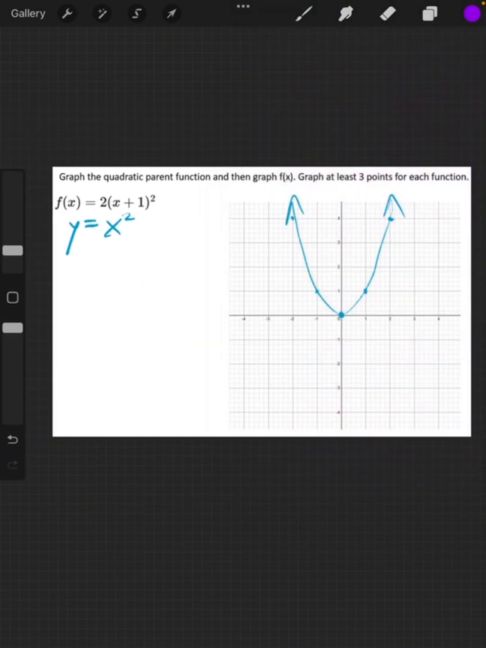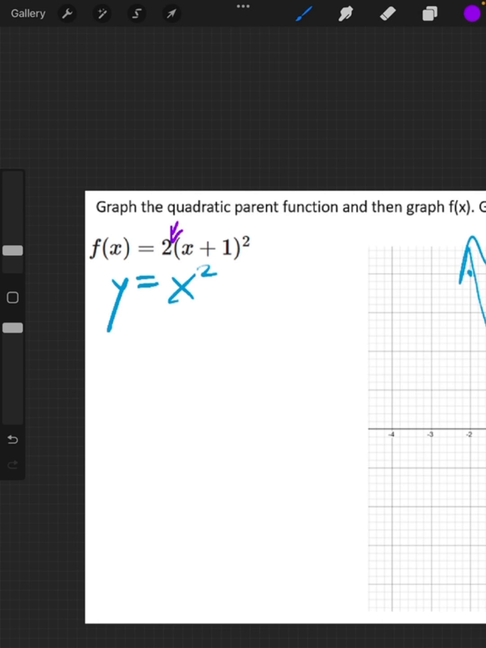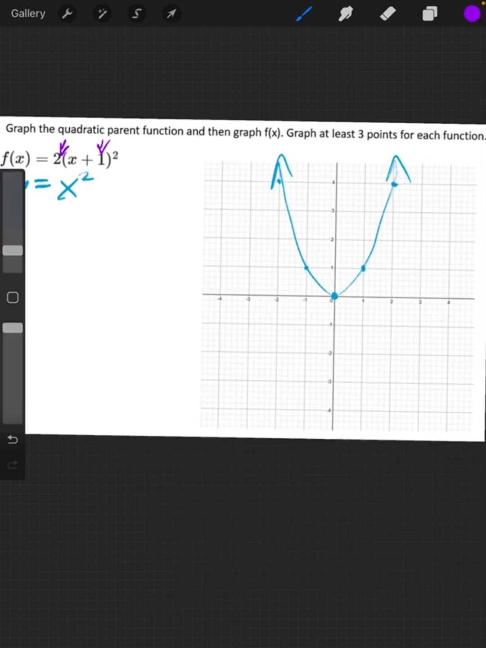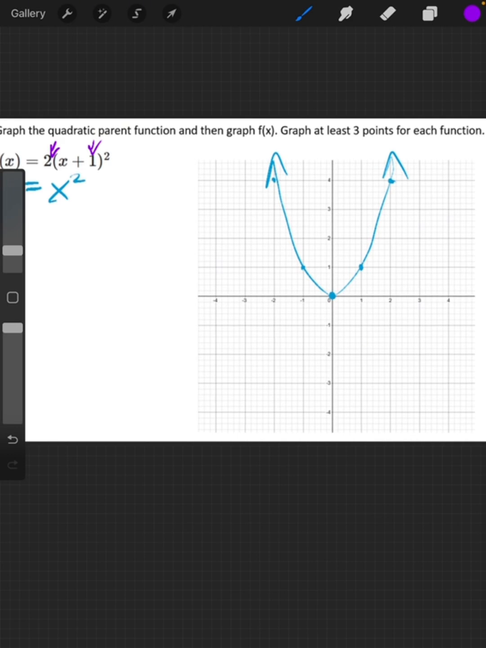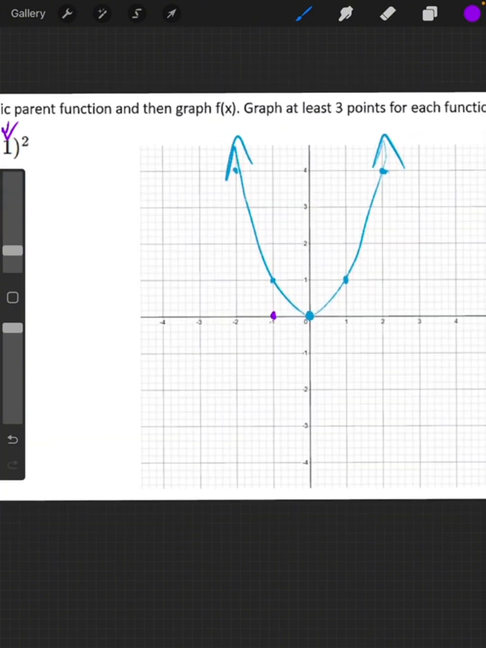Okay. So then this 2 right here will make the whole graph steeper. And then this +1 on the inside of the parentheses would bring the whole graph 1 unit left. So, let's see.